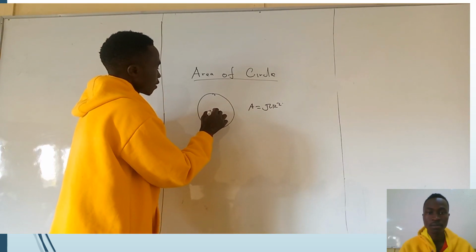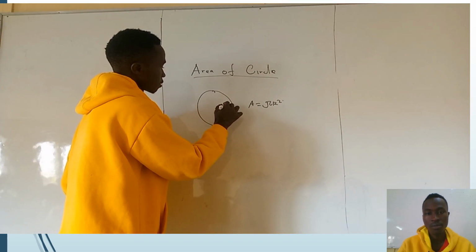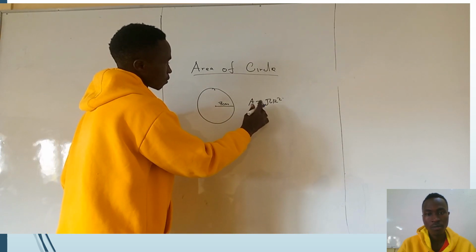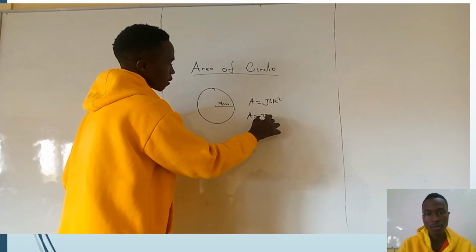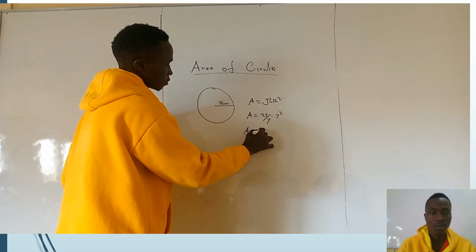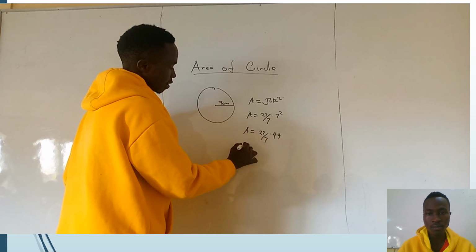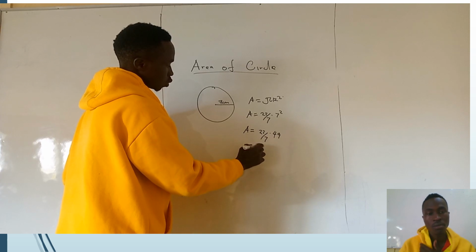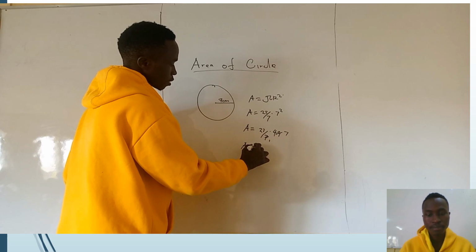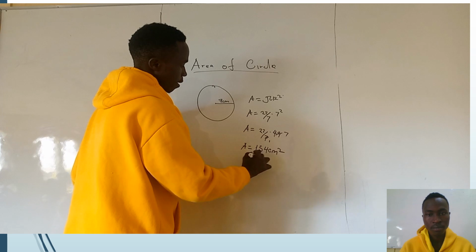So when you're told to find the area of a circle of radius 7 centimeters, you have r, so area equals pi r squared, which is 22/7 times 7 squared. Our area is 22 times 7, which equals 154 centimeters squared.